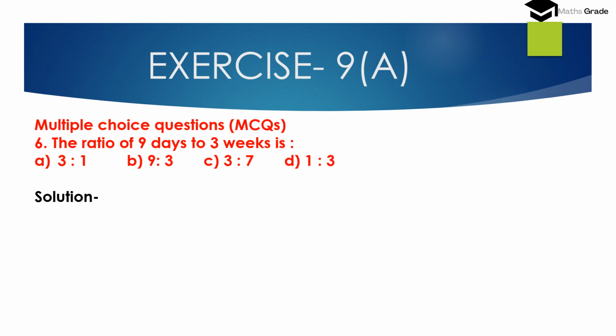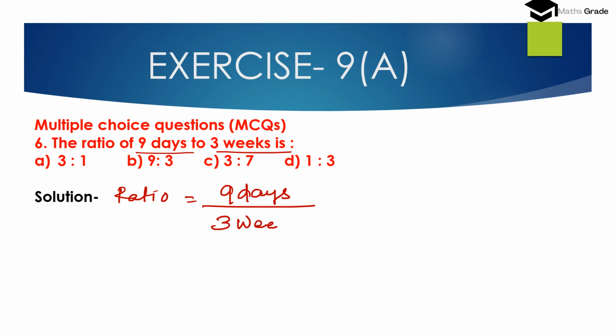Now we will solve a multiple choice question. Question number 6. The ratio of 9 days to 3 weeks is, the options are 3:1, 9:3, 3:7 and 1:3. The ratio of 9 days to 3 weeks. So ratio is 9 days is to 3 weeks. Here the antecedent is 9 days and consequent is 3 weeks.